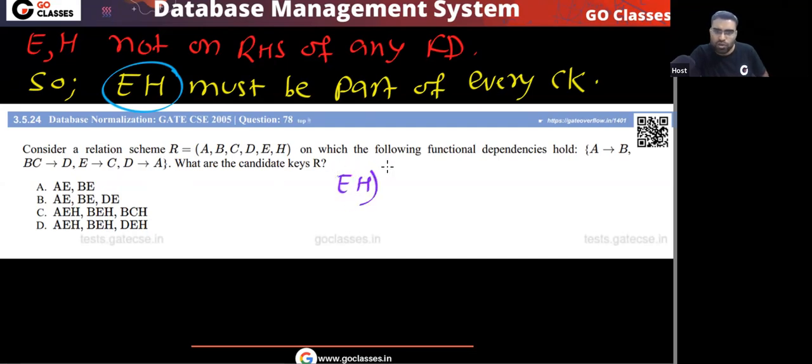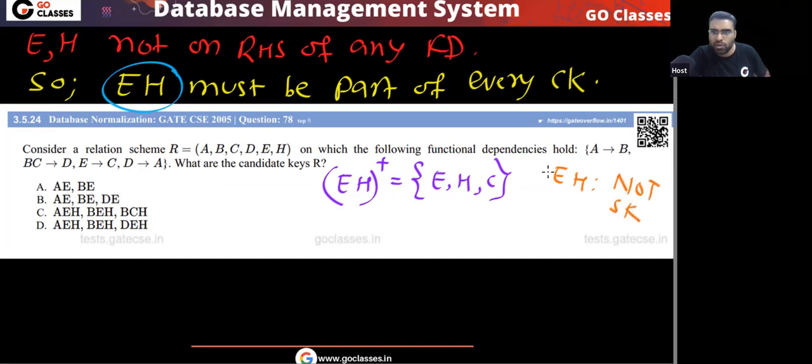Let's check the closure of EH. EH can bring EH. Anything else? No. Okay, yes, E can bring C also. So you got EHC. This is the closure of EH. So I can say this EH is not a super key, because EH cannot determine everything.